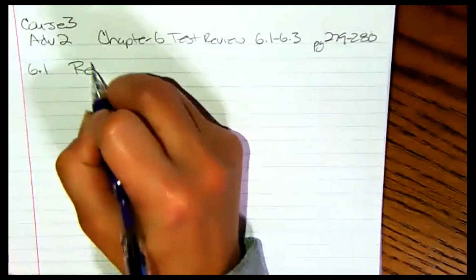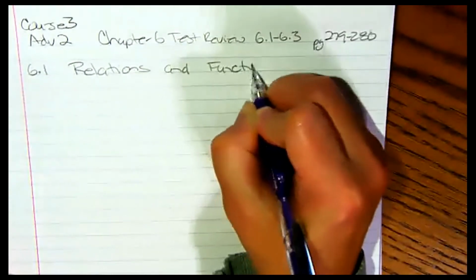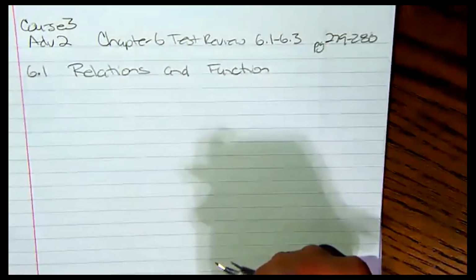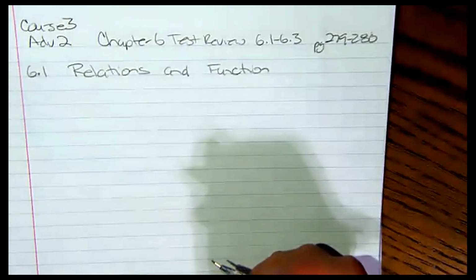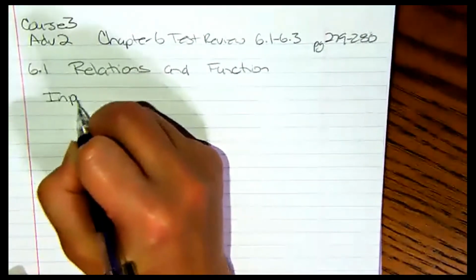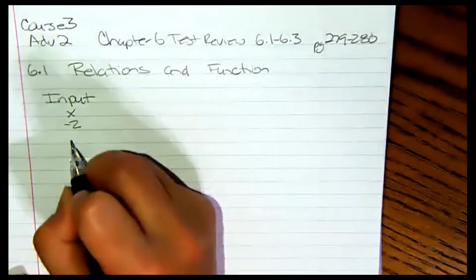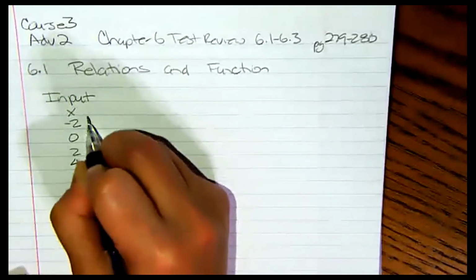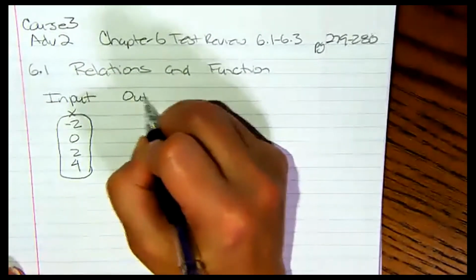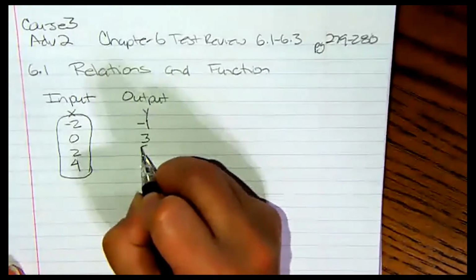6.1, relations and functions. Remember, in a function, every input has only one output. What does that mean? Well, input, which is also x, and we have -2, 0, 2, and 4. Here's our inputs, or our x's. Our outputs, or y's, are -1, 3, and 5.